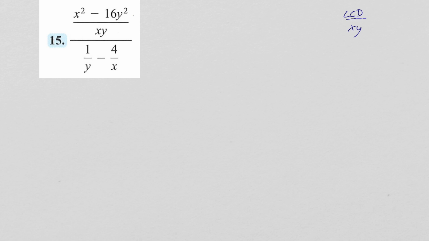So I'm going to multiply this by xy, this by xy, and this by xy. This xy cancels, this y cancels with that, and this x cancels with that. So I'm going to be left with x squared minus 16y squared over x minus 4y. But this is not a simplified fraction because this can be factored. This is the difference of two squares. This is x squared minus 4y squared.